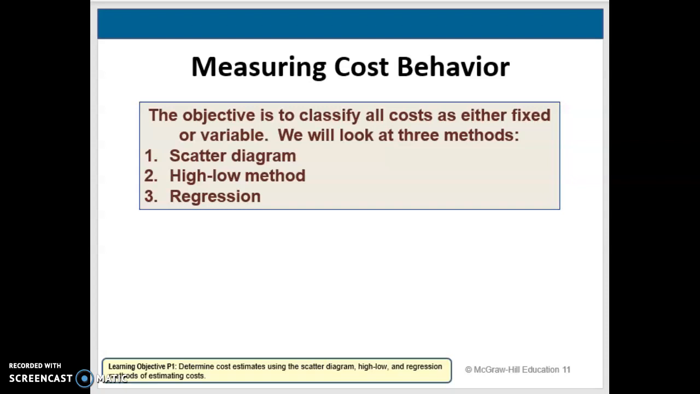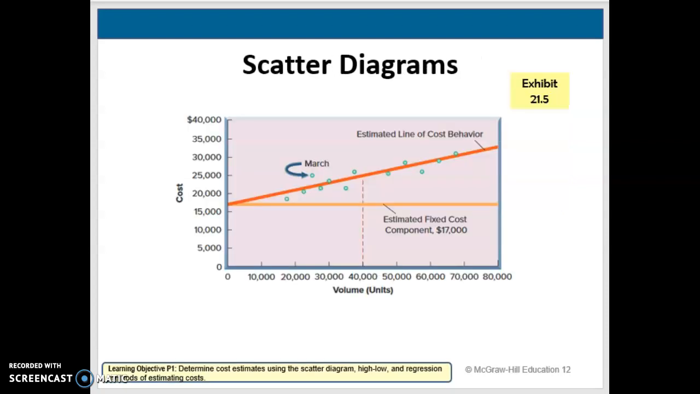When we're preparing a scatter diagram, units are plotted on the horizontal axis and costs are plotted on the vertical axis. Each individual point on the scatter diagram reflects the cost and number of units from a prior period. So here's what one's going to look like. We mapped it out. We have March. We have each of the months here. We're mapping out by the volume of units and the cost that went along with that volume.